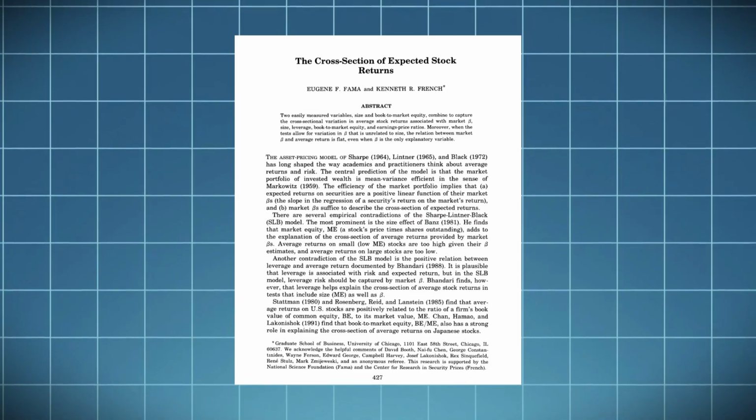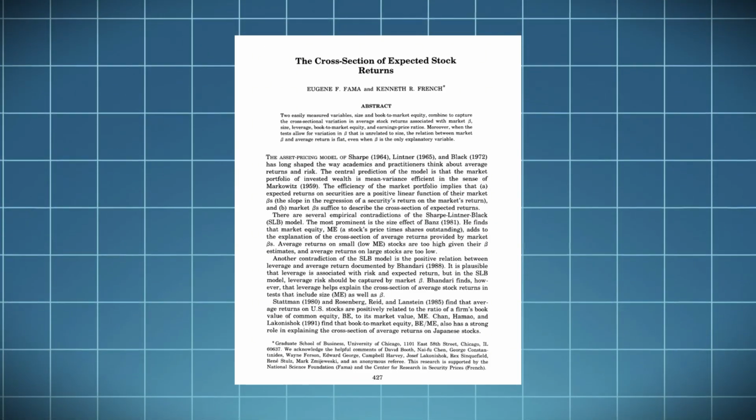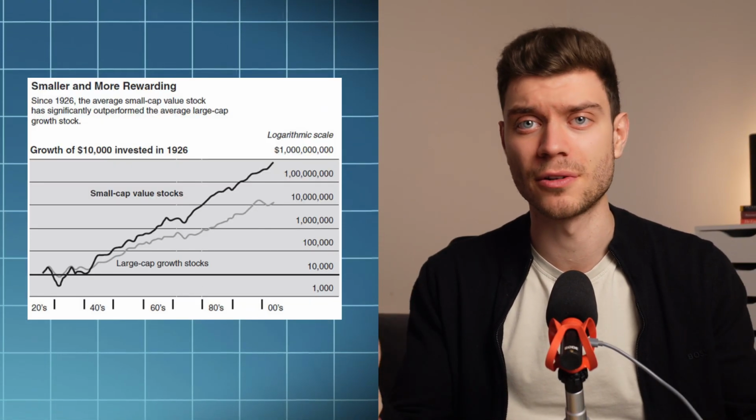In the year 1992, Eugene Fama and Kenneth French came up with a research paper called The Cross-Section of Expected Stock Returns that tried to explain why some portfolios outperform others. They discovered that there are certain risk factors that some groups of stocks possess that are persistent drivers of market outperformance. The specific group they describe in their paper are called small-cap value stocks.